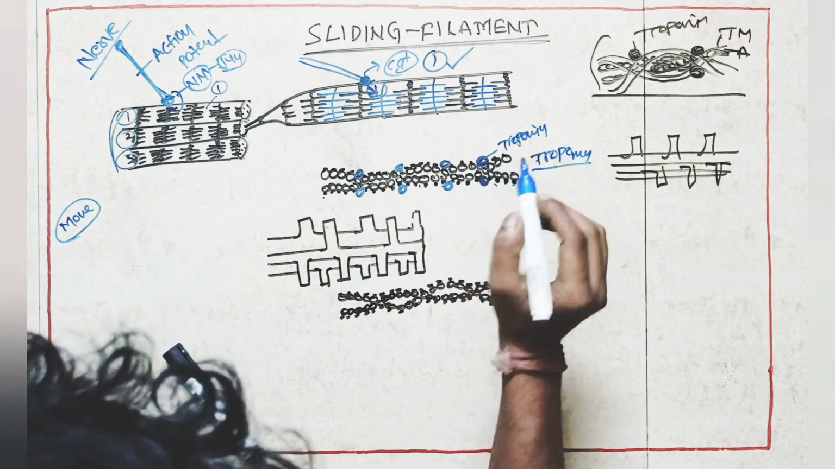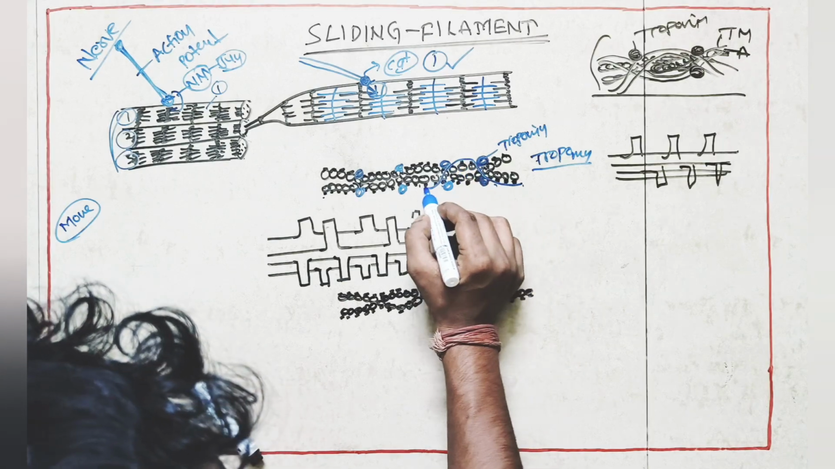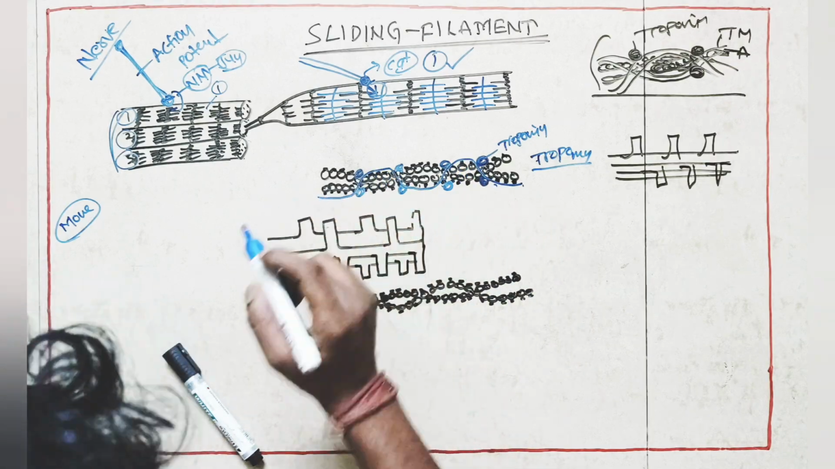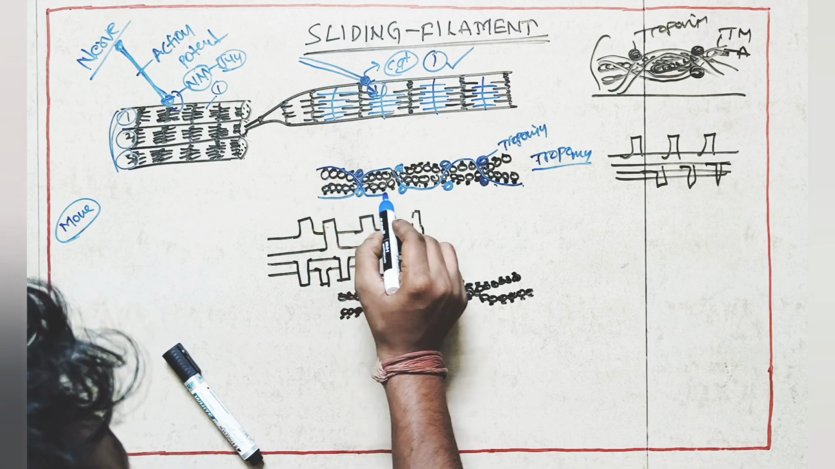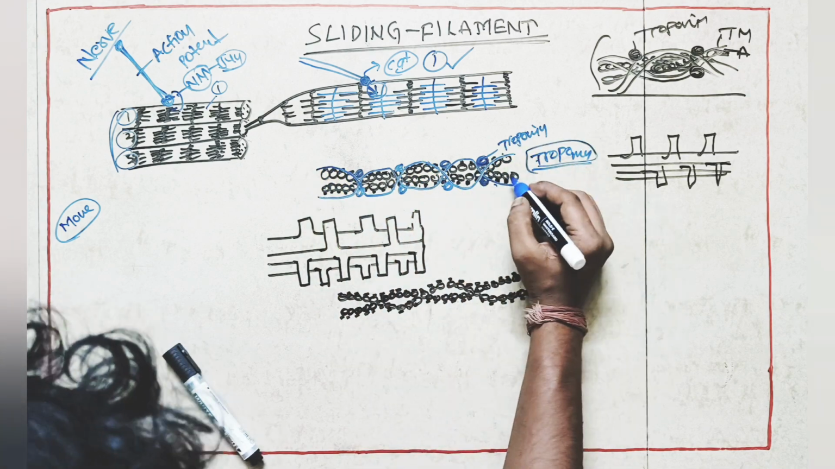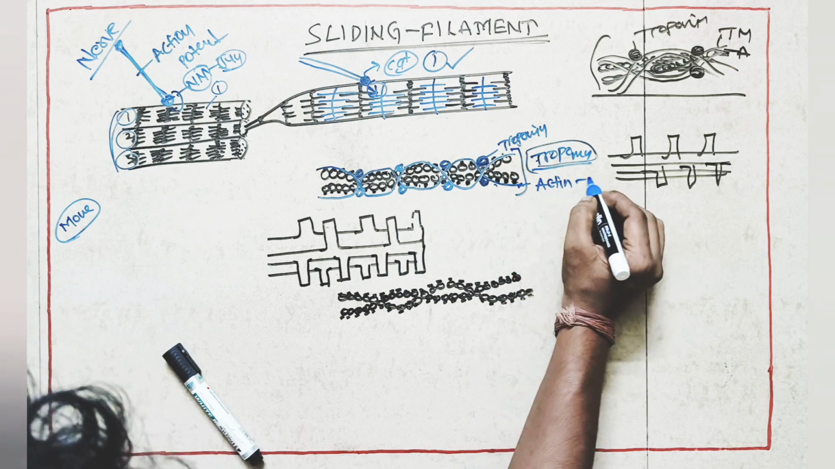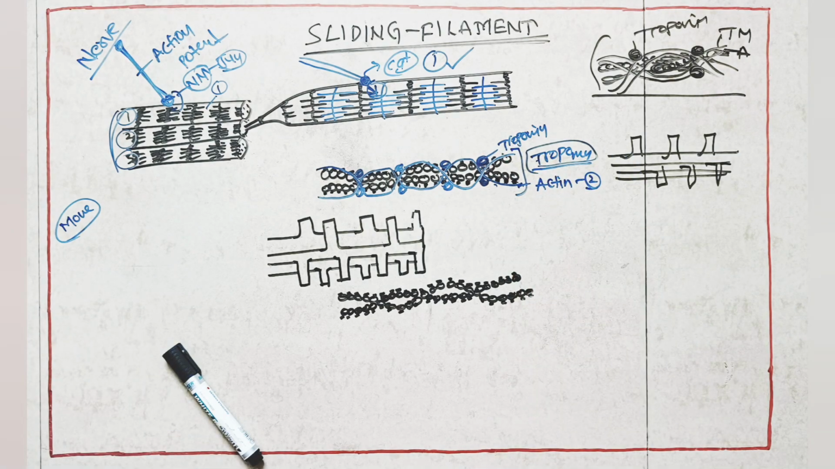Usually when the muscle is in resting position, tropomyosin is going to cover all the binding sites. Here also, all the binding sites of actin are hidden by the tropomyosin. So this is the second point. Okay, remember. Now we'll come to the next point.